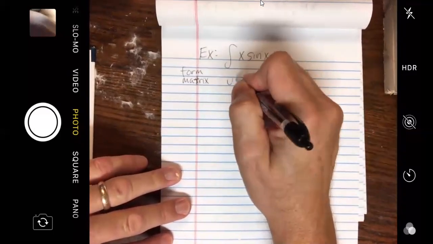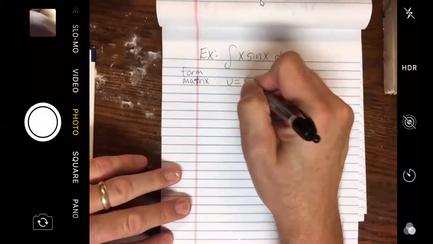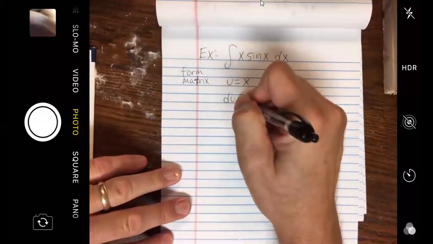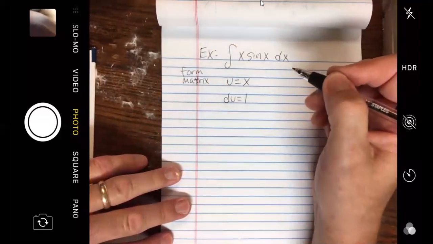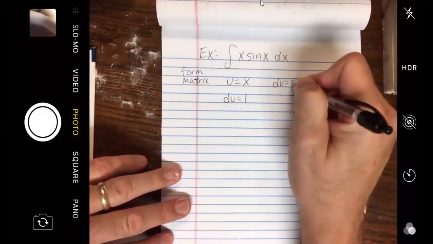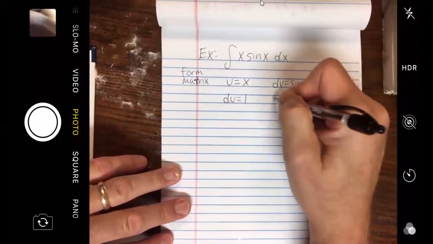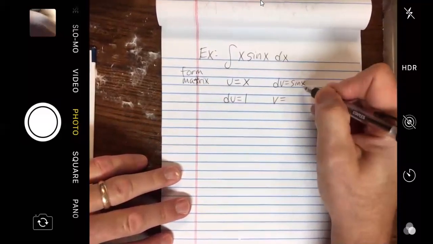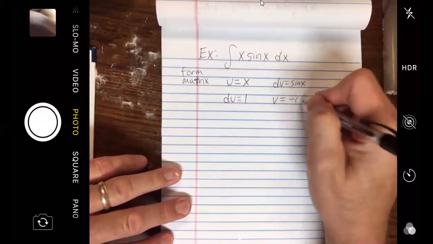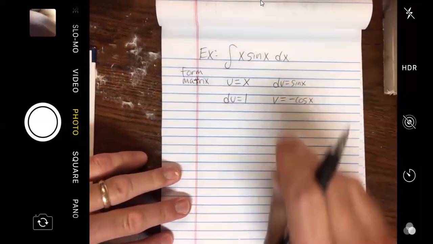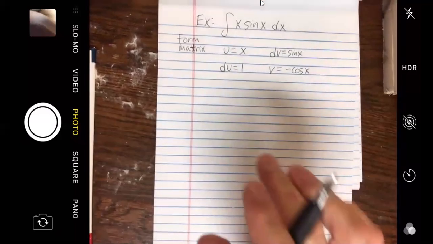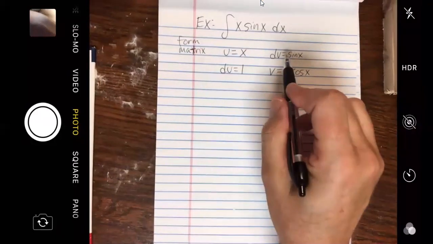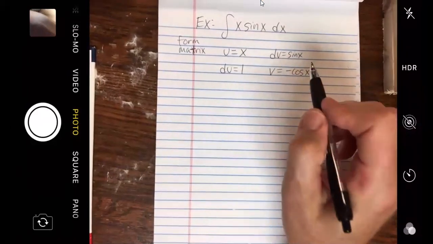So again, this is going to be an 80% case. Your u would be your x and your du would be 1, straight derivative. The dv would be sine. V would be the antiderivative of sine, which looks like it'd be a negative cosine. Any questions? That's what you do on all of these parts problems.